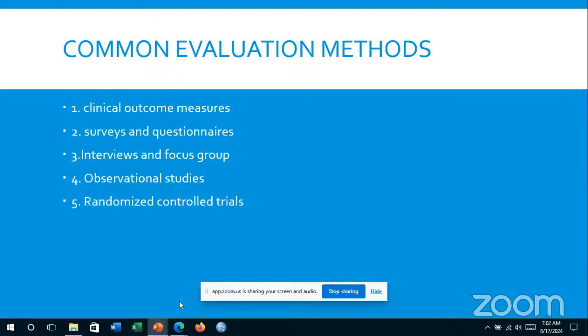Well, she went further with common evaluation methods. There are clinical outcome measures, there are surveys and questionnaires, there are interviews and focus group observations. There are also RCTs. We don't need to go into details of this, but these are important common evaluation methods that we use in practice. But for purposes of clinical practice, clinical outcome measures, surveys, and questionnaires are key in determining outcome of care in patients.